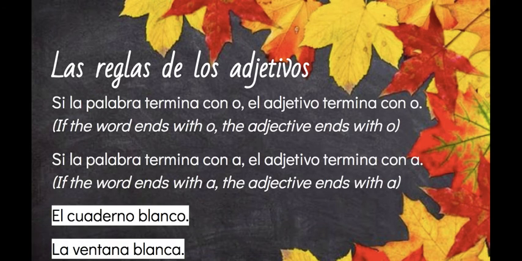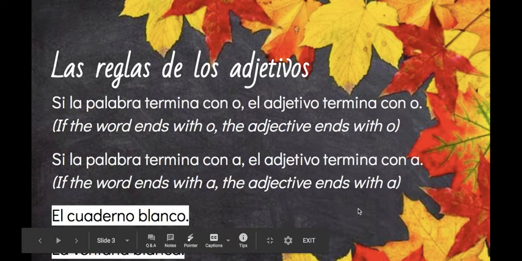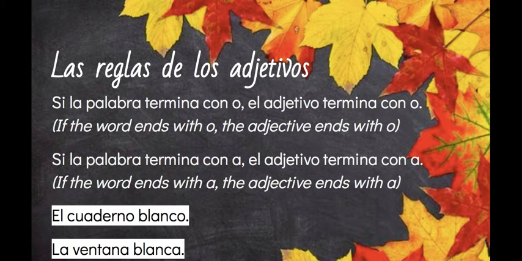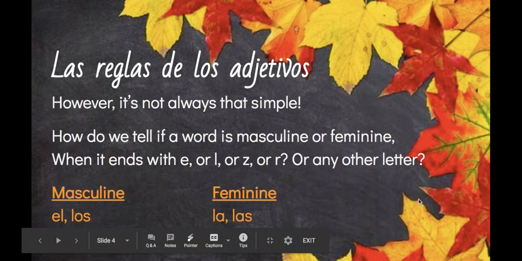Right? If the word ends with O, si la palabra termina con O, the adjective ends with O. El adjetivo termina con O. If the word ends with A, si la palabra termina con A, the adjective ends with A. El adjetivo termina con A. So in our 2 examples, el cuaderno blanco, and we also have la ventana blanca. We need to make sure that the masculine word has a masculine adjective and the feminine has a feminine one. So with these ones, it's really simple. Cuaderno ends in O, so we make sure blanco ends with an O. Ventana ends with an A, we make sure blanca ends with an A.